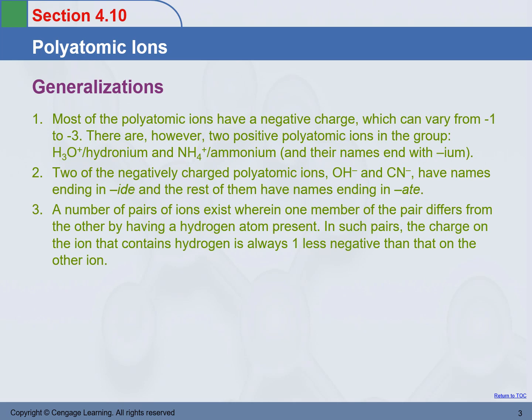A number of pairs of ions exist wherein one member of the pair differs from the other by having a hydrogen atom. All right. In such pairs, the charge on the ion that contains hydrogen is always one less negative than that on the other ion. We did all three of them.